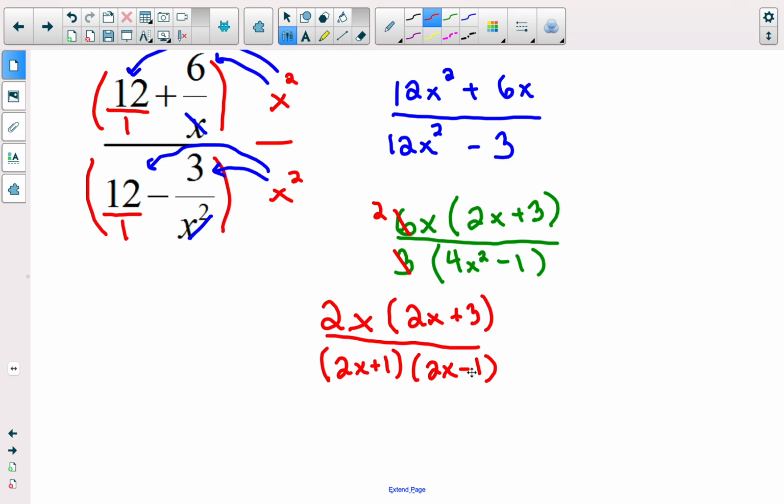I have no more common factors in numerator and denominator, so at this point I can be comfortable leaving this as a completely factored expression and simplified.